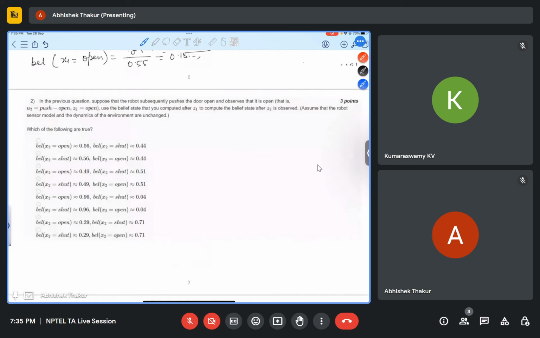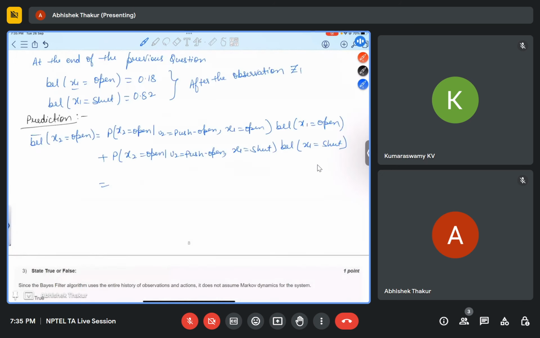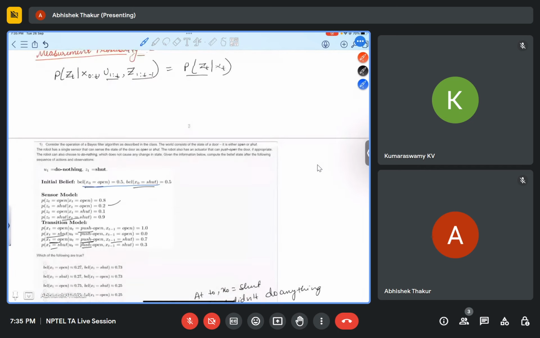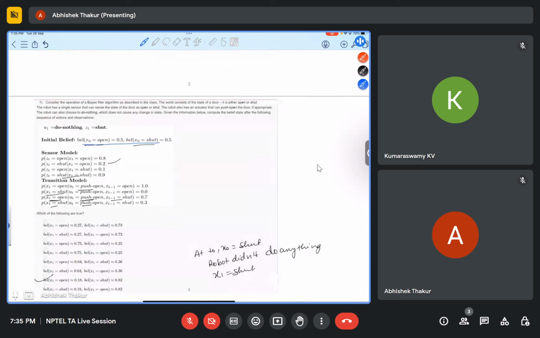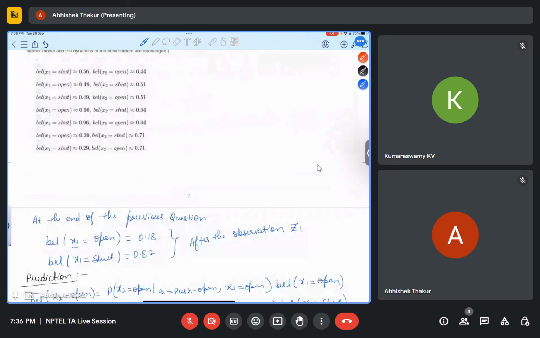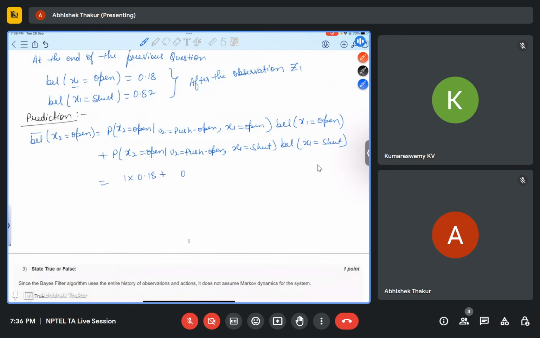So this is 1. So here again we will use 1 into x1 open, given as 0.18, plus open, push open, and shut. What is the value given for this? Open, push open, shut is given as 0.7. So 0.7 into belief that x1 is shut, which is 0.82. So we calculate this: we get 0.18, and this term is 0.7 into 0.82. So we will get this.